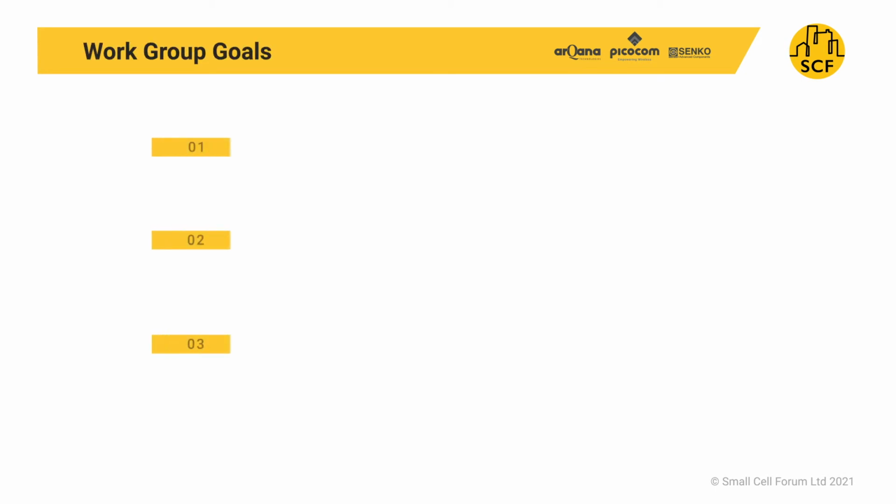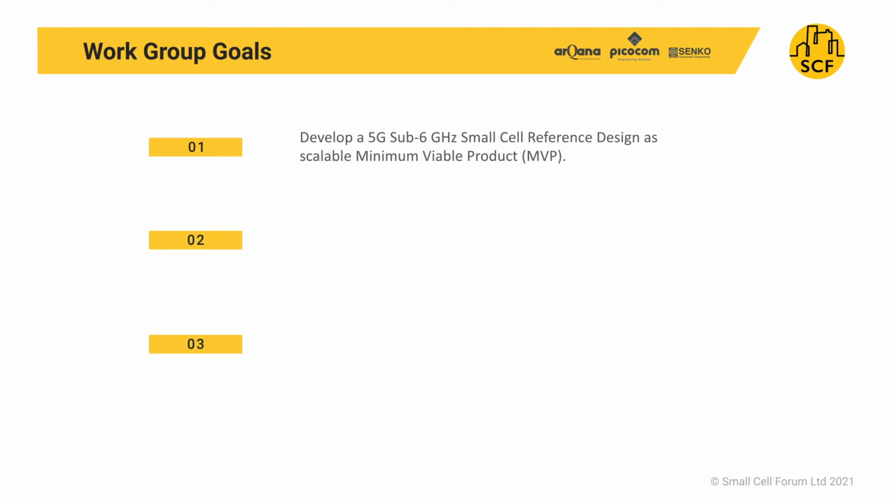The goals of this work group will be, firstly, to develop a 5G small cell reference design as a minimum viable product. The design should allow flexibility and the ability of interchanging any radio frequency front-end module from the rest of the reference design, which will remain common to all small cells.